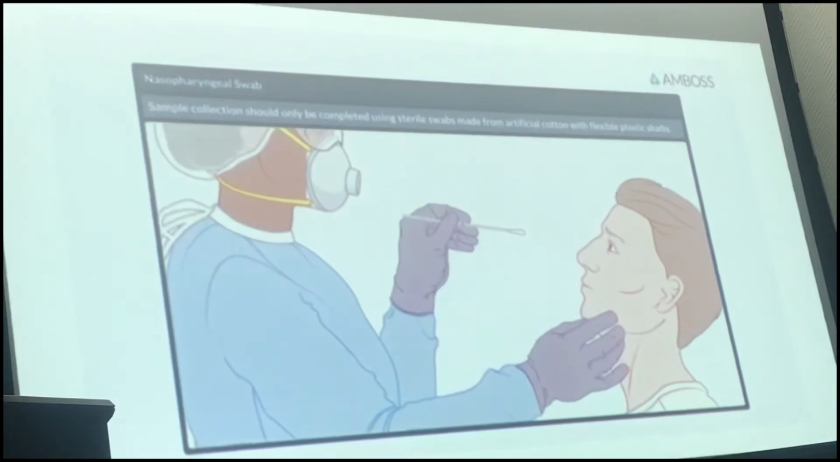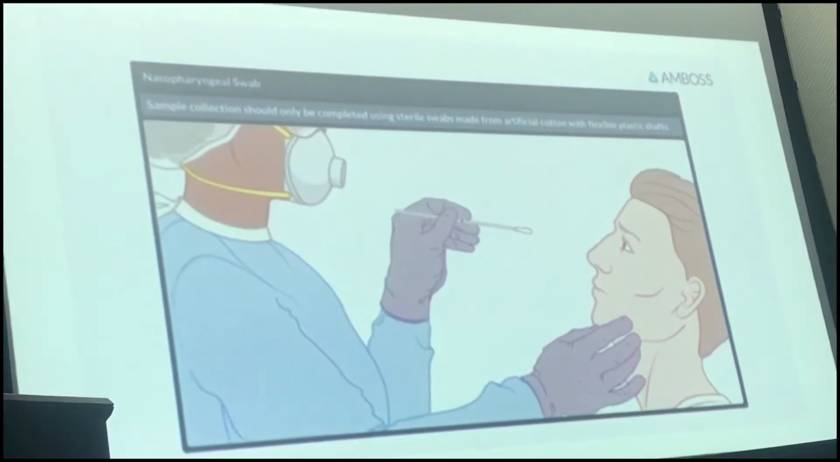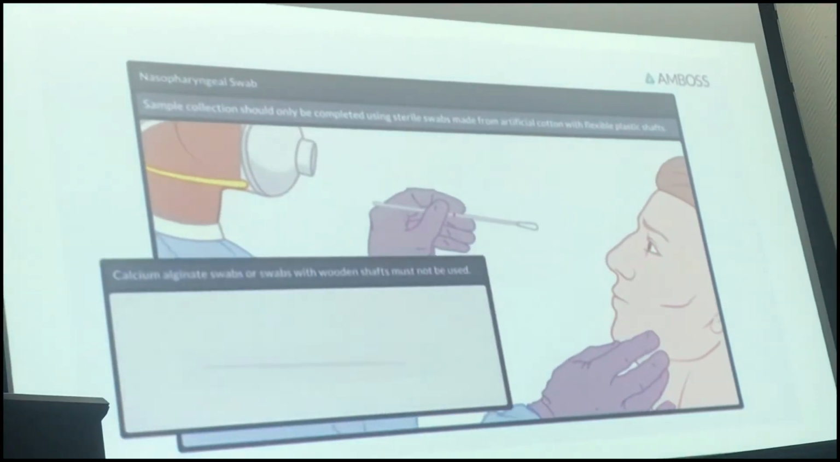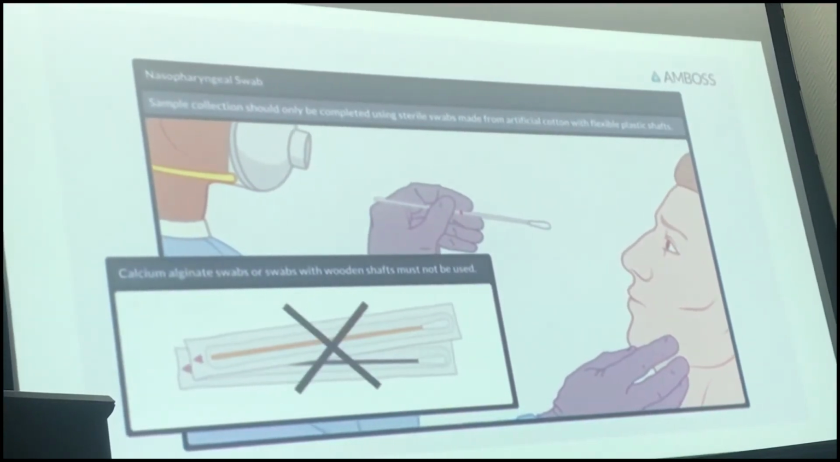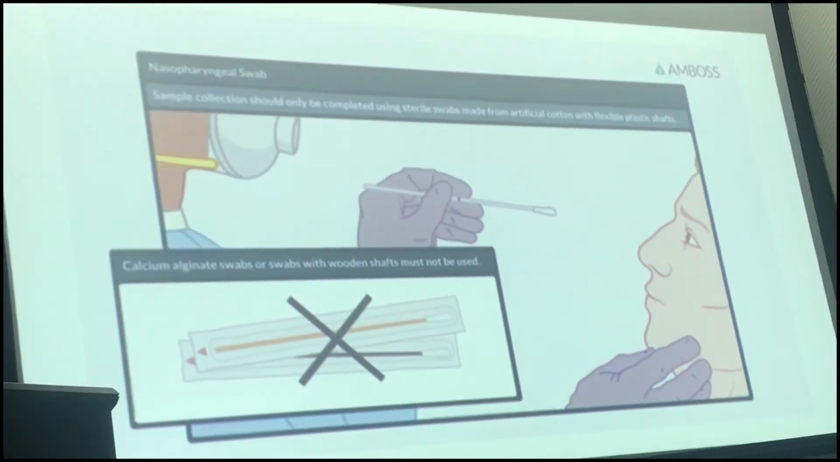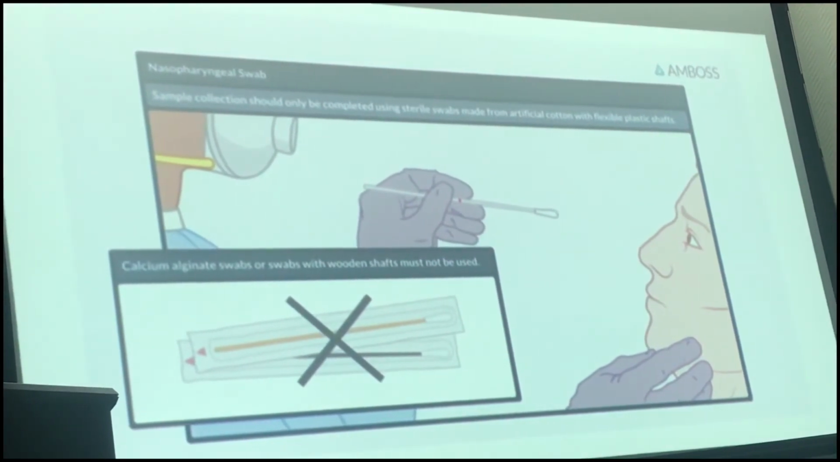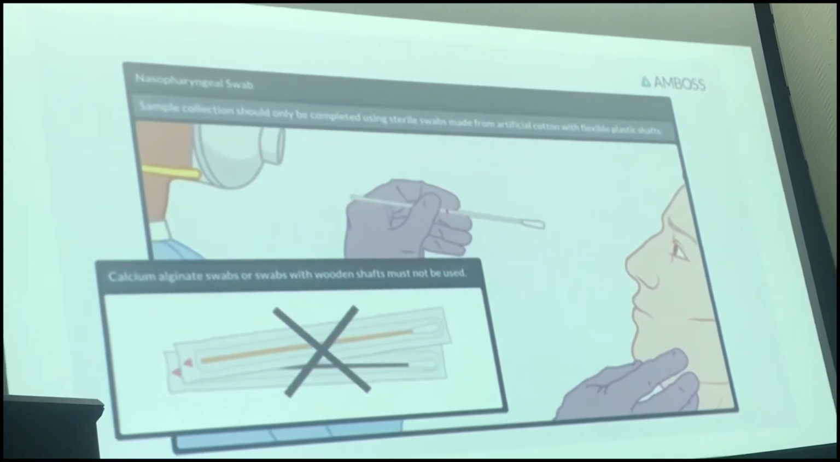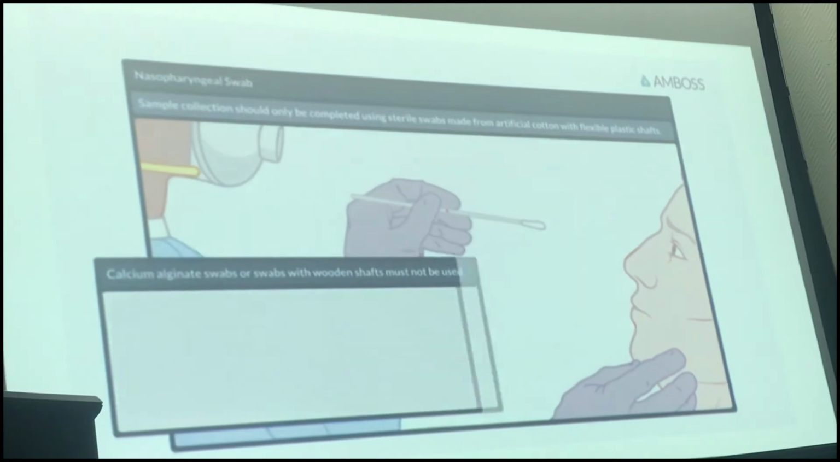Sample collection should only be completed using sterile swabs made from artificial cotton with flexible plastic shafts. Calcium alginate swabs or swabs with wooden shafts must not be used. These materials can inactivate viral particles or inhibit PCR tests. Furthermore, wooden shafts are more likely to cause patient injury.